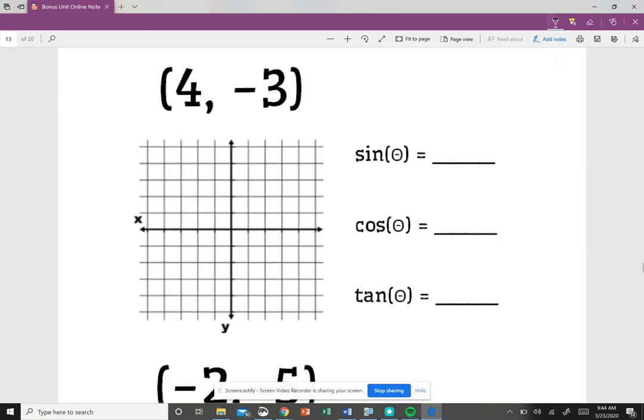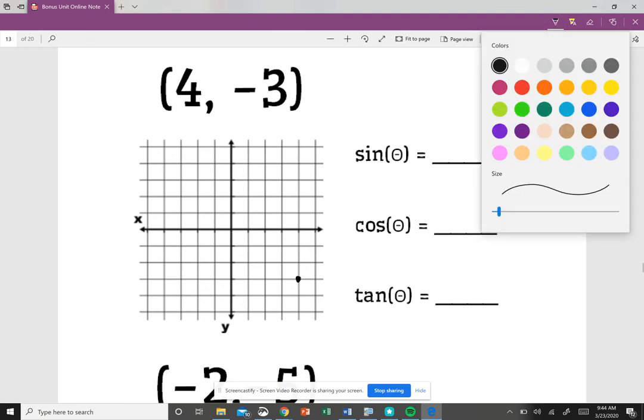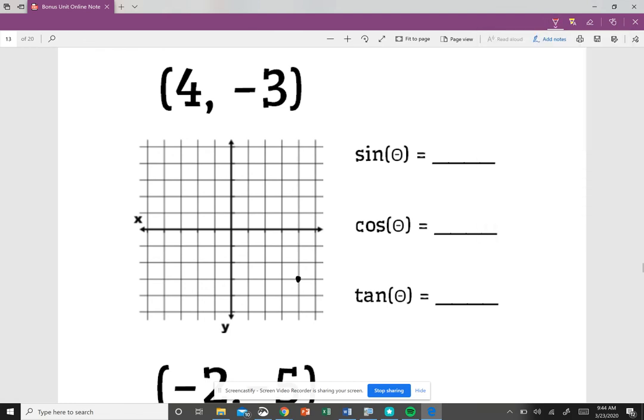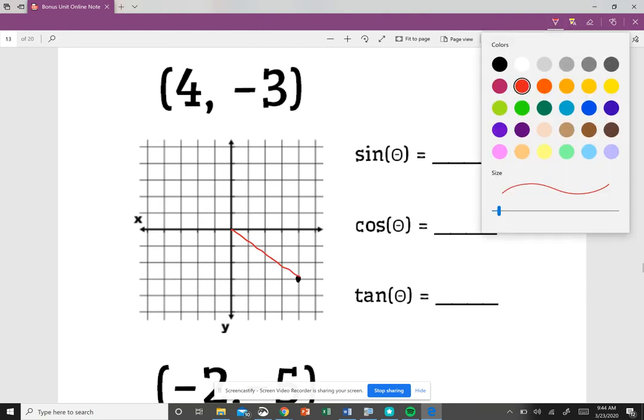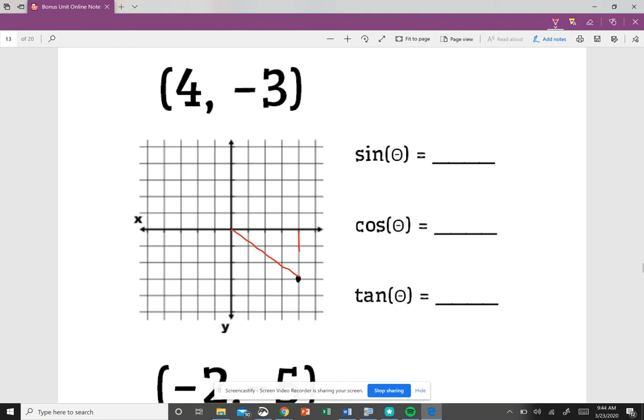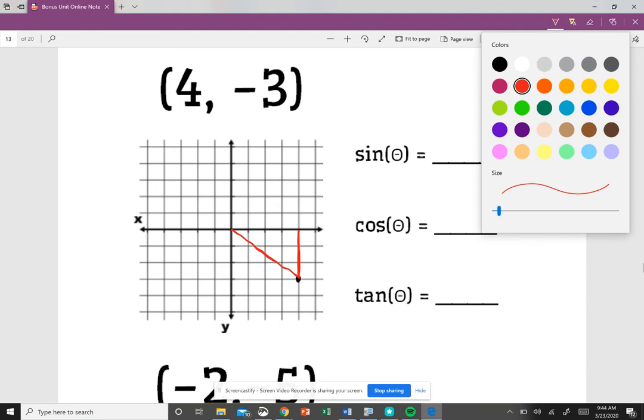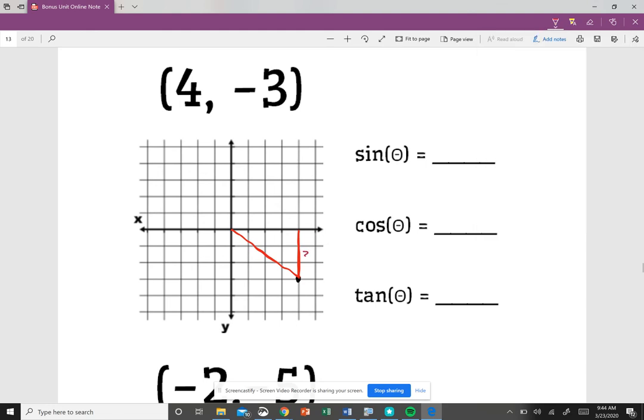So let's practice this one right here. We're going to practice this one together. So I'm going to go over 4, 1, 2, 3, 4, down 3, 1, 2, 3. So here's my point. So now I'm going to draw my line to my center. So there's my line. And my line to my side. So I know how long most of these are actually already. I know this is 3 long, and I know this is 4 long.